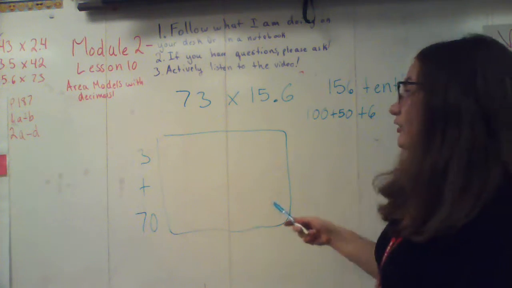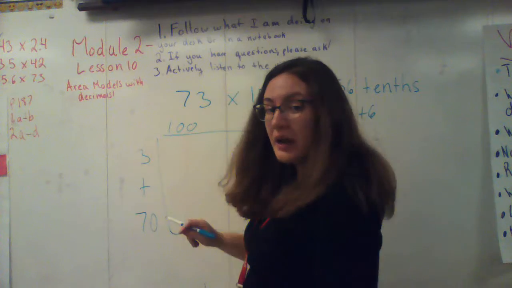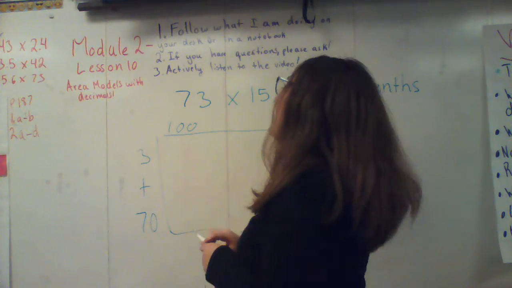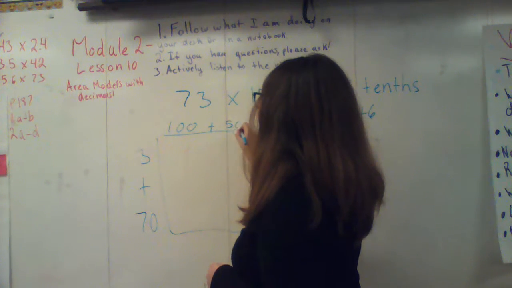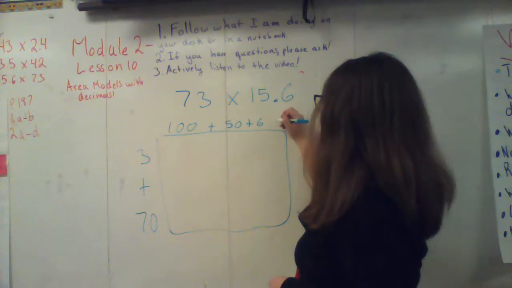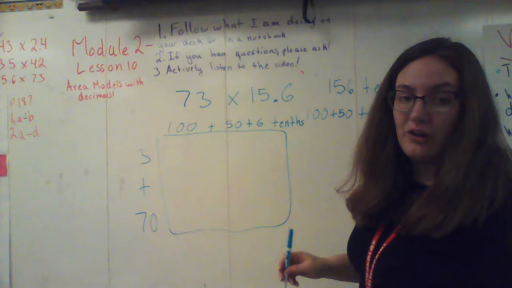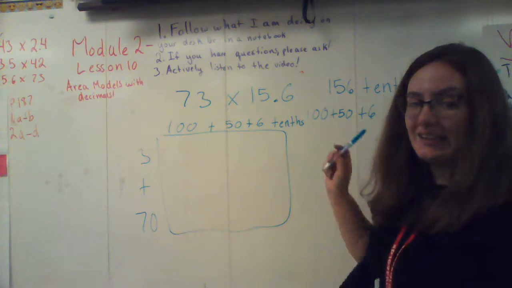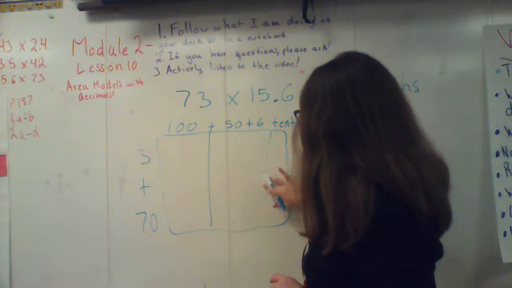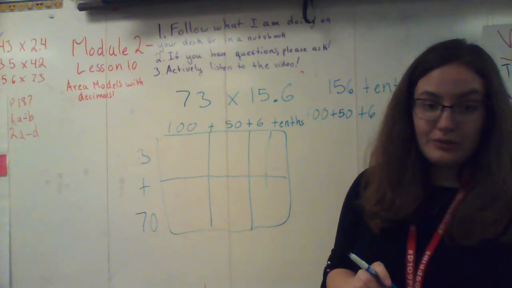And this is all going to go at the top of my area model. If you were able to figure that all out on your own, awesome job. Make sure you get that at the top. And then remember, don't forget your units right next to the top expanded form number. So you have 100 plus 50 plus 6 tenths. Now I need to put in my lines. Put in your lines, and then we can finally start multiplying.